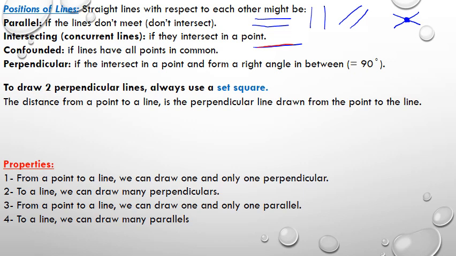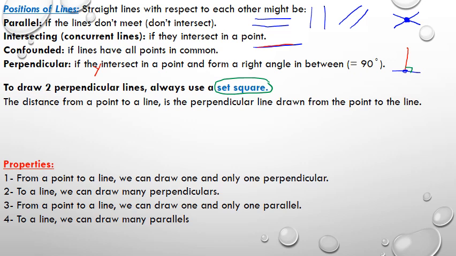Perpendicular lines: if two lines intersect in a point and form a right angle in between equal to 90 degrees. This is the first line, and this is the second line. They intersect together, and in between these two lines they form a right angle, so these are perpendicular lines. To draw two perpendicular lines, we always use the ruler, which is the set square. So use the set square to draw two perpendicular lines.